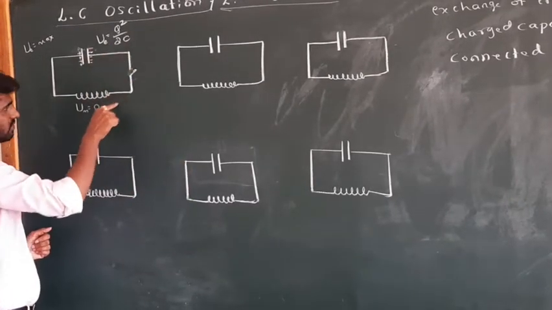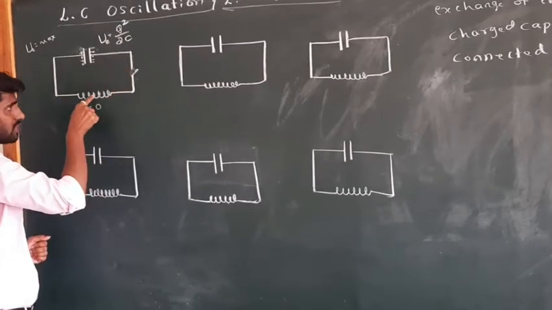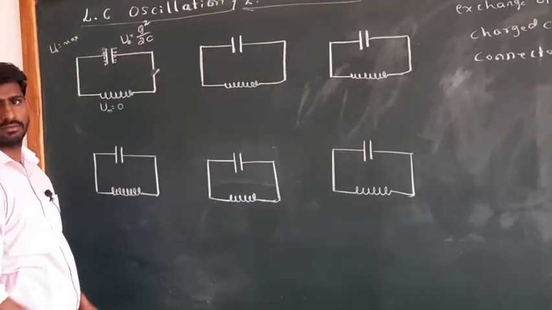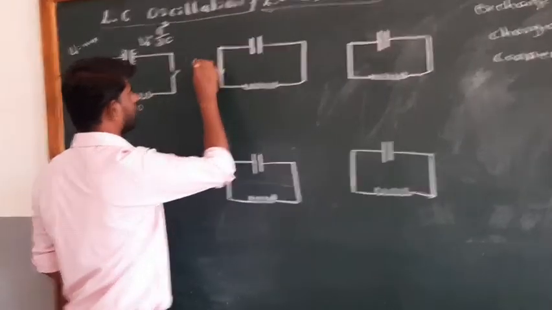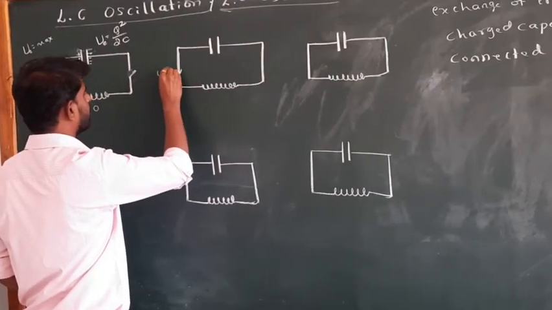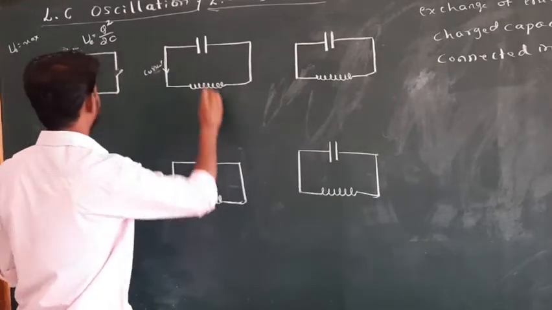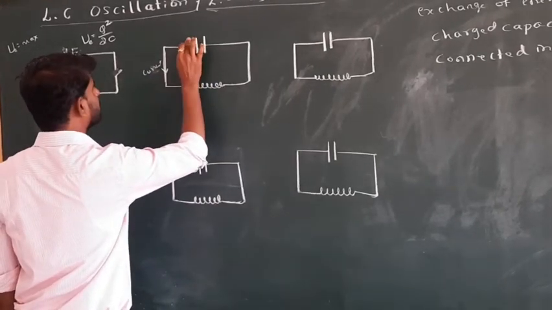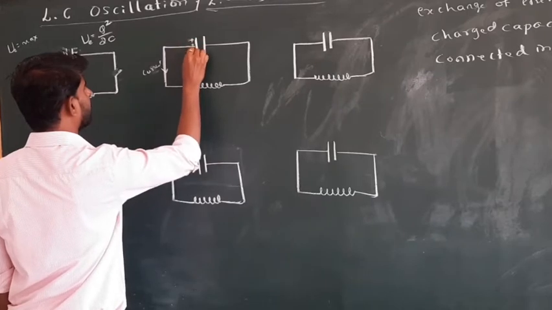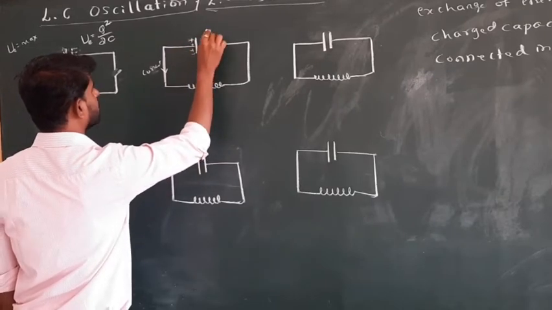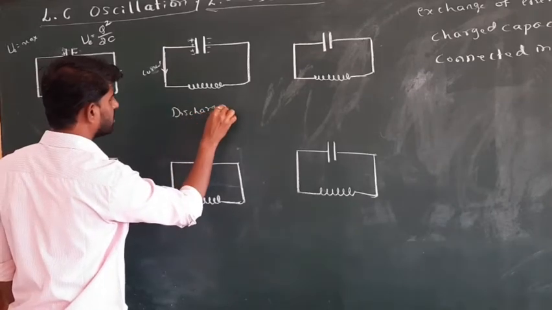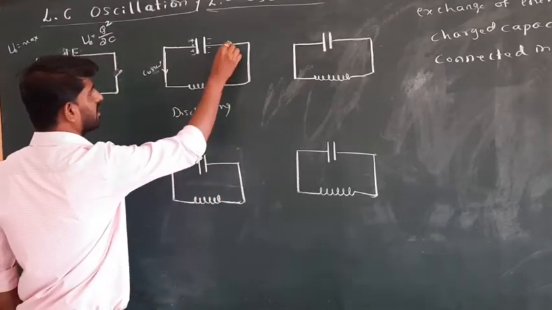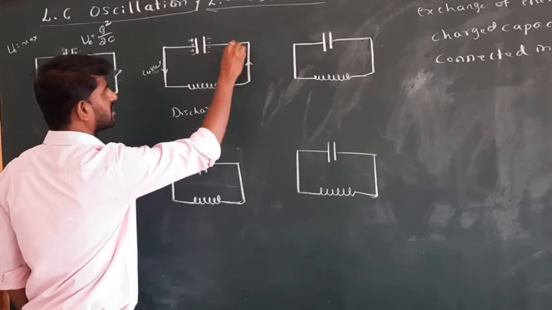The electrons start to move in this way. If the electrons move in this way, the current moves in the opposite direction. Now there will be a flow of current I. As a result, the capacitor is discharging, and the current flows like this.